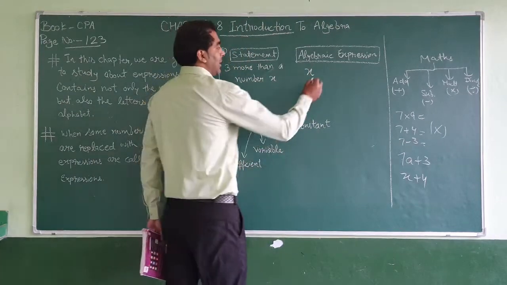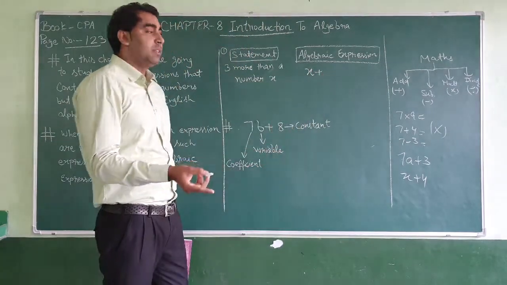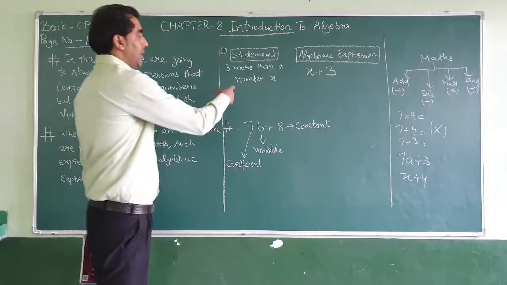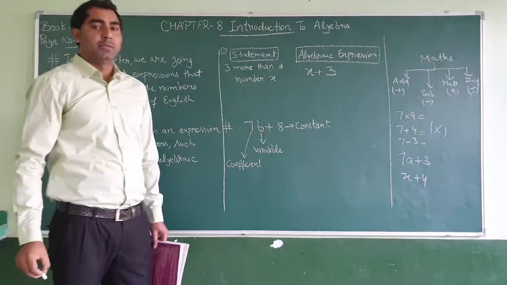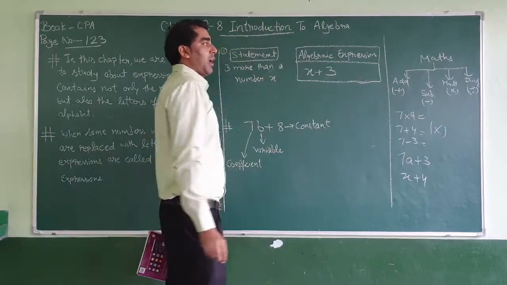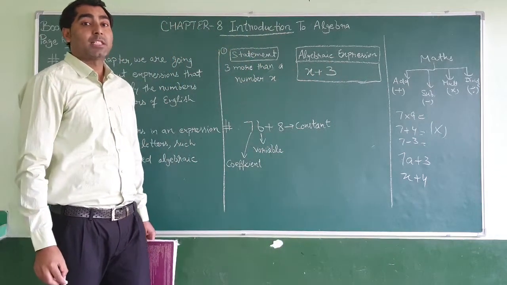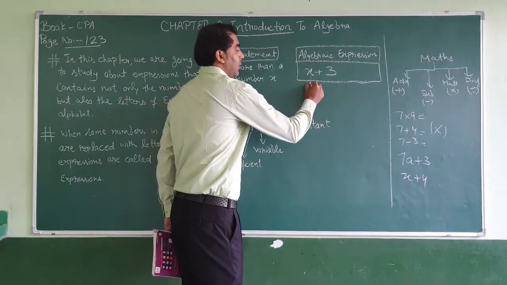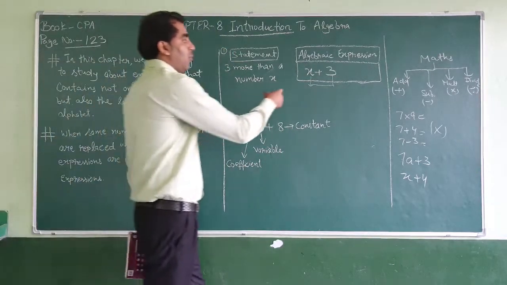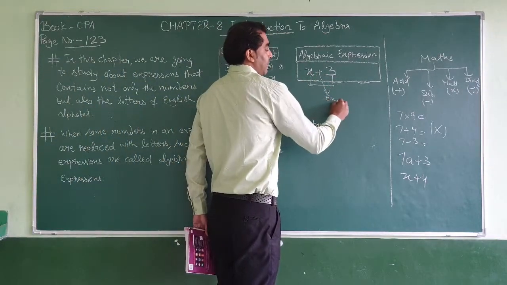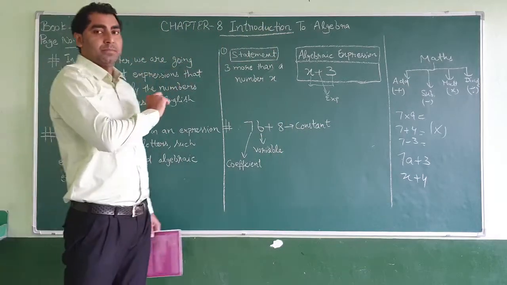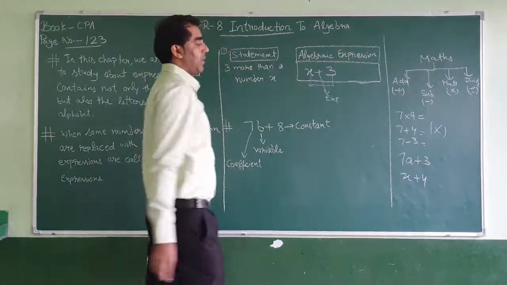More than means plus, adding. How many numbers? 3. So x plus 3. This is the statement we will convert into this term, and this is called the algebraic expression. These contain not only numbers, but both numbers and alphabets, as I told you in the definition. Expressions with alphabets and numbers we can call algebraic expressions.